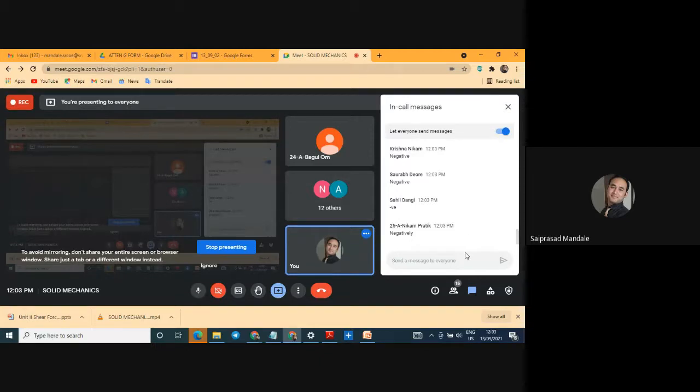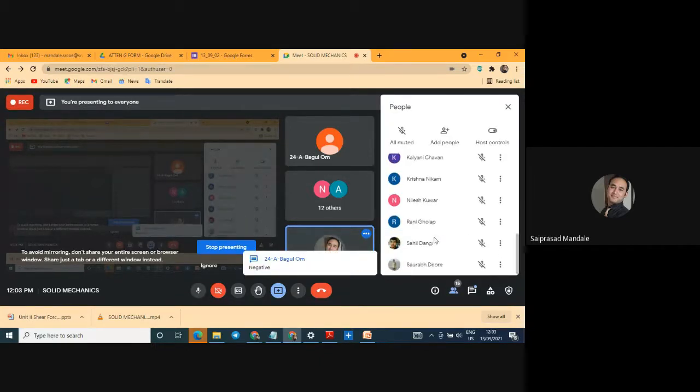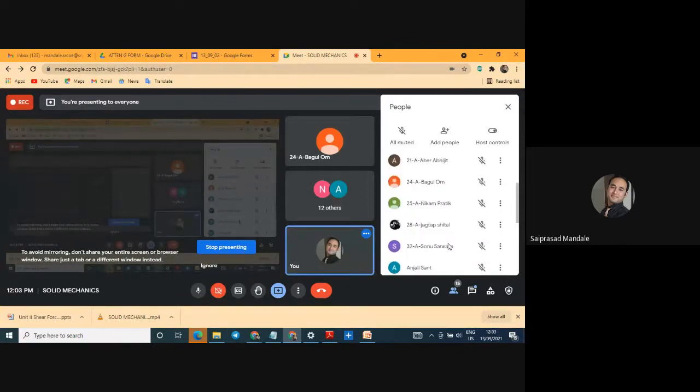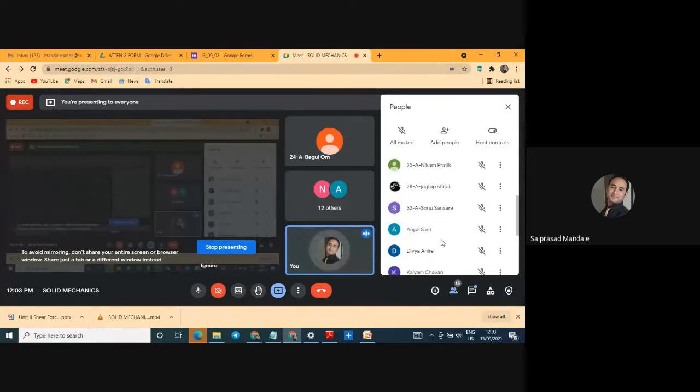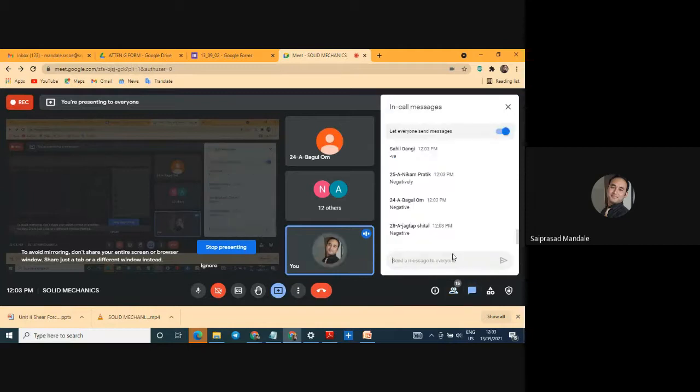Pratik. Where is Sheetal Jagtap? Is she there or not? Sheetal Jagtap, where are you? Anjali Sant, Divya Ahire, Kalyani Chauhan. You have to be active. Everybody has to be active. Negative. Very good. So it is very clear for everybody. We are calculating, Kalyani. Very good.